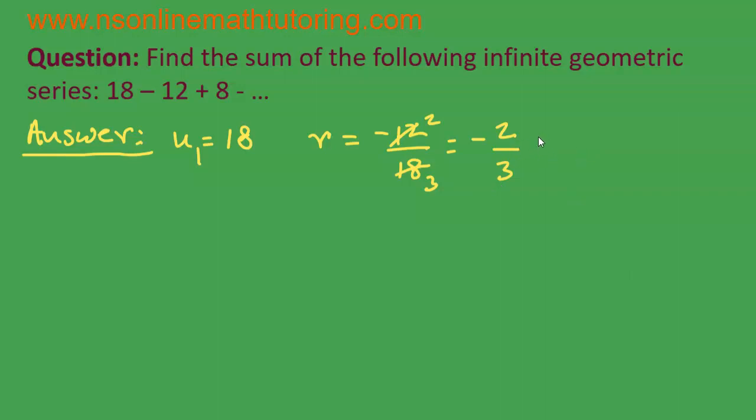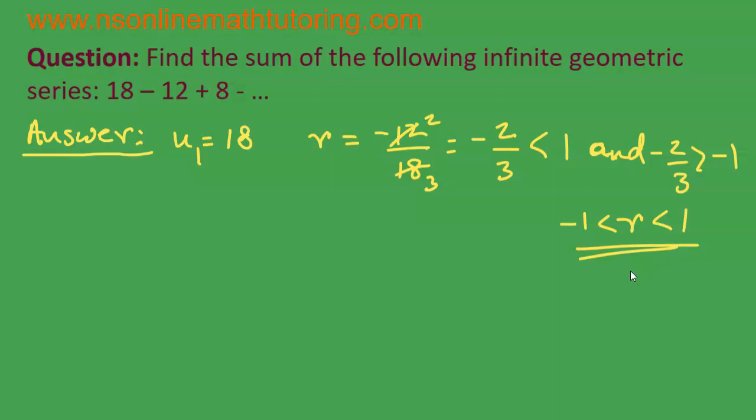And negative 2 over 3 is definitely less than 1, and negative 2 over 3 is definitely greater than negative 1, because the r value should be lying between negative 1 and positive 1. Only then can we say that the infinite geometric series will be converging to a particular value. And negative 2 over 3 is more than negative 1 and less than positive 1. Therefore, we may get the sum total.